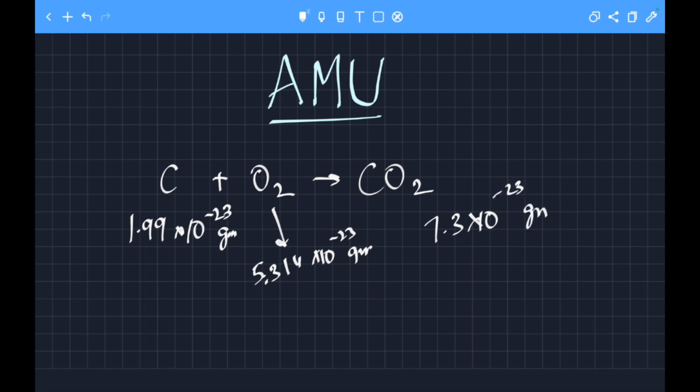Now expressing in this format is very hard. Instead, you can simply say 12 AMU or units of carbon, 32 units of oxygen, because one oxygen atom is of 16 AMU or 16 units. The total will be, of course, 44 units. So expressing in this format is far easier.